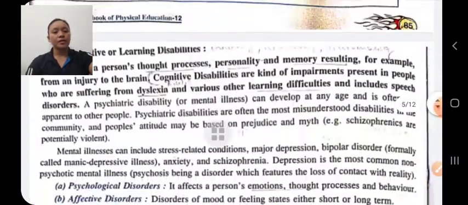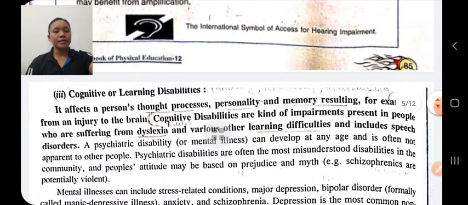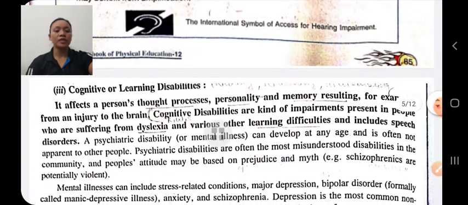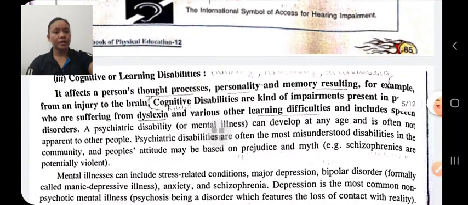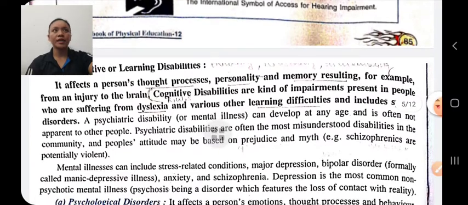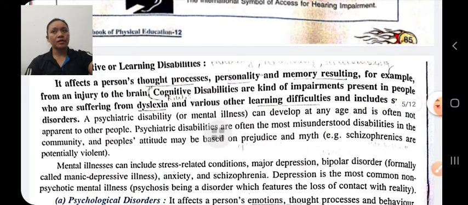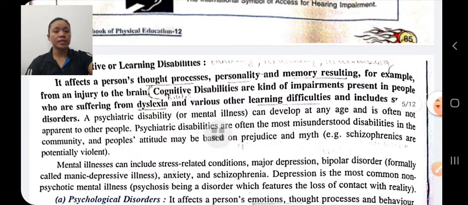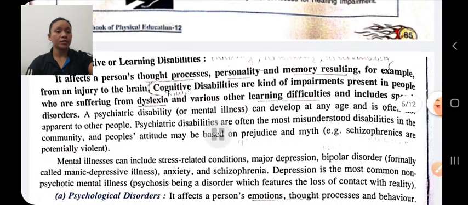Cognitive or learning disability is related to neurological disability in which you face difficulty in storing, processing, and producing information. Therefore, you face difficulty in reading, writing, speaking, etc.